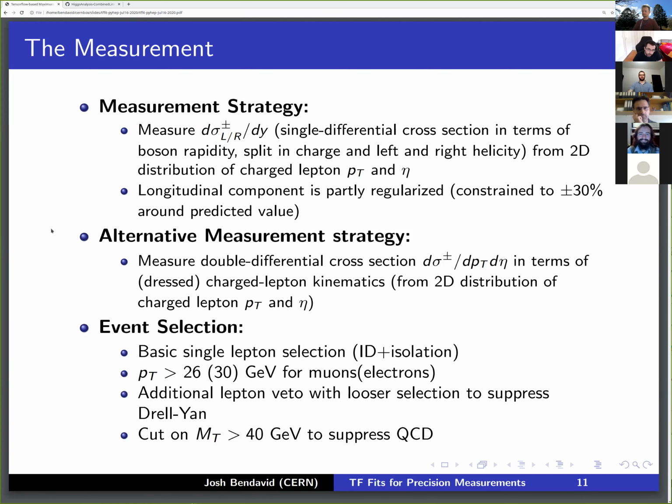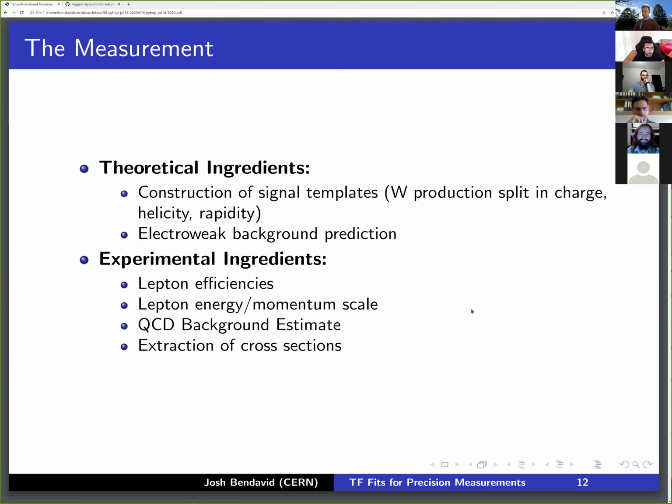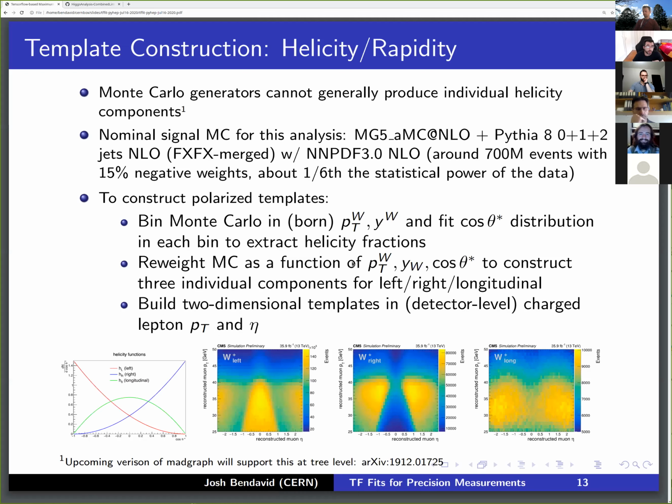And I'll come back to this later, but we also measure directly the double differential cross-sections, d sigma by dpT d eta, in terms of the charged lepton kinematics, which is a slightly different problem technically and statistically. Of course, we have a full suite of theoretical and experimental uncertainties, which enter as shape uncertainties, and that's also important. So of course, we have the construction of the signal templates and background predictions, and then we have uncertainties associated with all of these things.